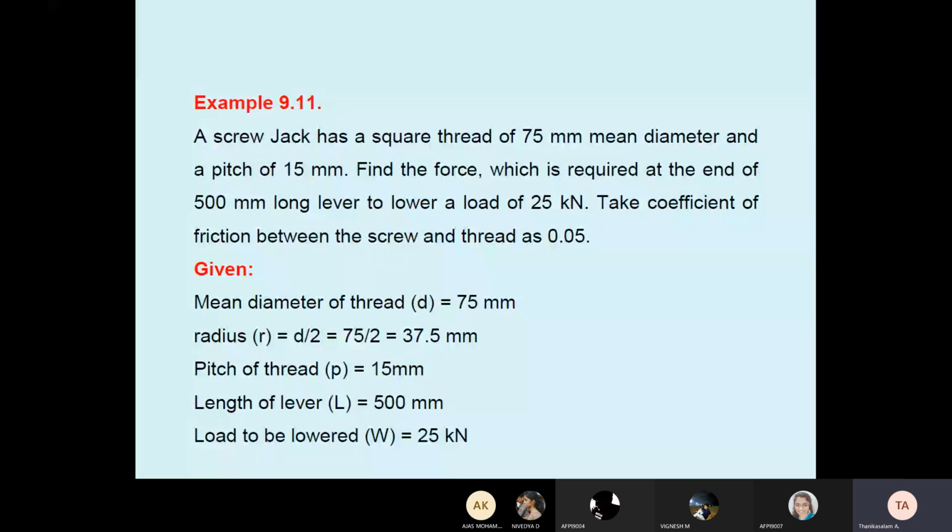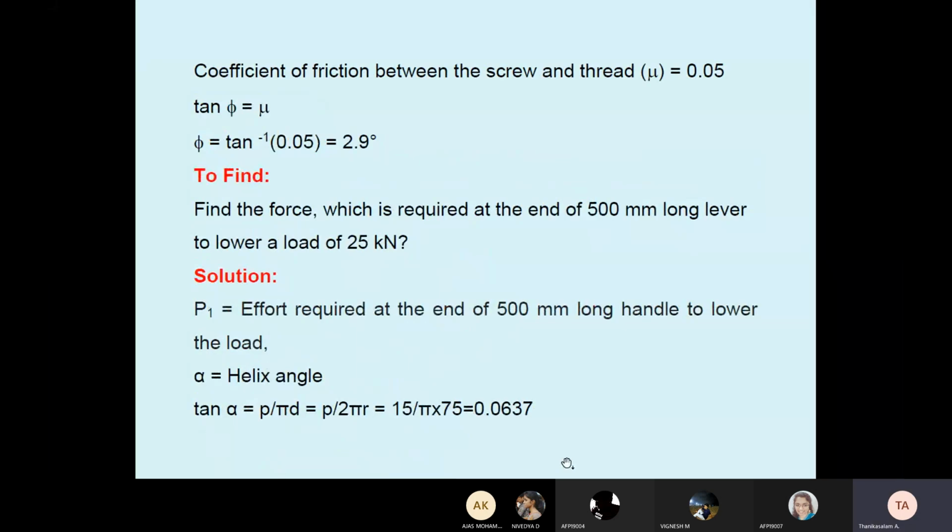Now what is the applied force? P is applied at the mean radius and at the end of the lever. The length of the lever is given as 500 mm. The load to be lowered, W, is 25 kilonewton. The value of mu is given as 0.05.